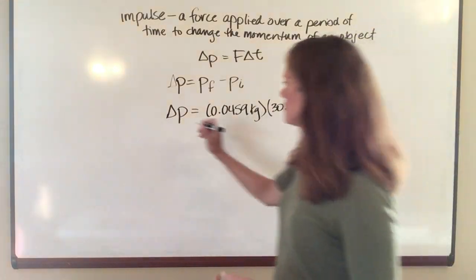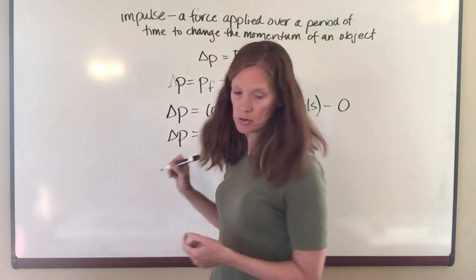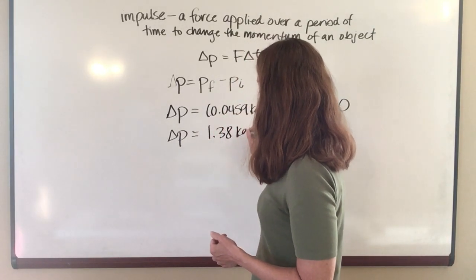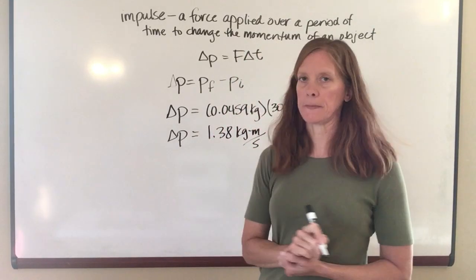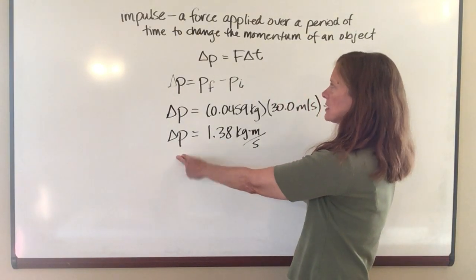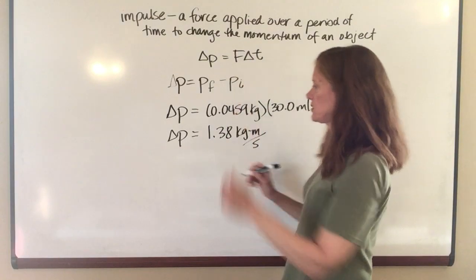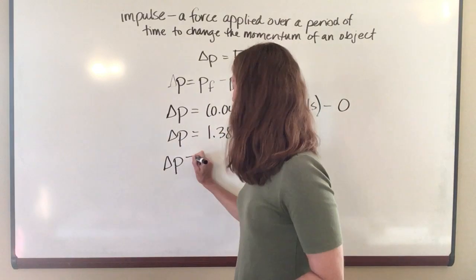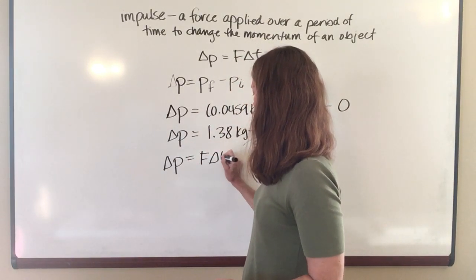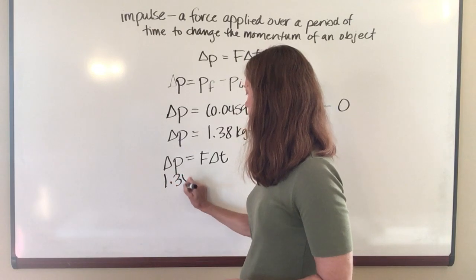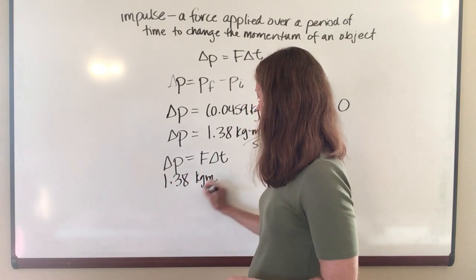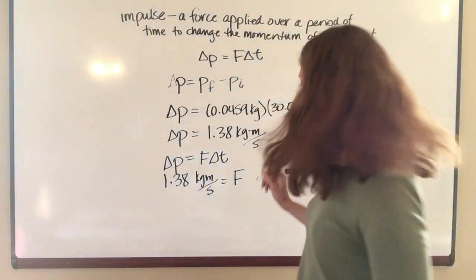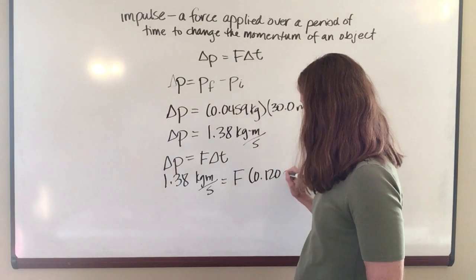So when I work those numbers out, I find that my change in momentum comes out to be 1.38 kilogram meter per second. Now that I know the change in momentum, I can calculate the force that was necessary, because change in momentum equals force times delta t. The change in momentum was 1.38 kilogram meter per second. The force is what I'm trying to find, and the time they gave me was 0.120 seconds.